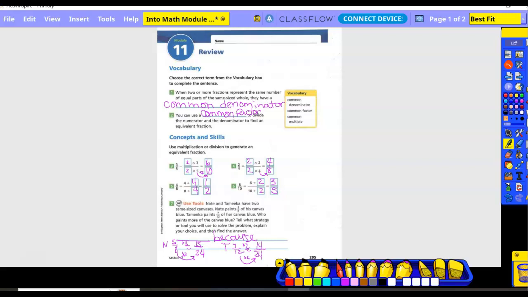So what did they want to know? This is what we needed to find, right, guys? We should have probably underlined that, and then we also should have probably circled our stuff that went with each other, okay? So they want who paints more. Which fraction is more, Nate or Tamika? Nate, right? Because 15/24 is greater than 14/24, correct?